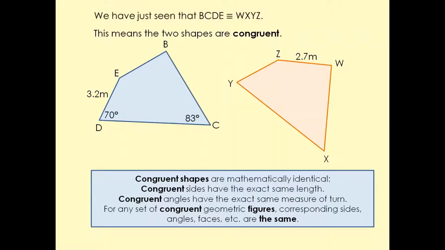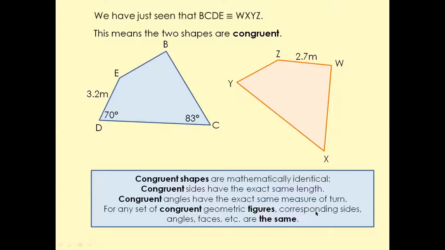So if the shapes are congruent, that means the corresponding sides are going to be equal, and corresponding angles are going to be equal as well. That is how we're going to word our answer in the exam. If the shapes are congruent, the corresponding sides have got the exact same length. And if the shapes are congruent, the corresponding angles are going to be the same.